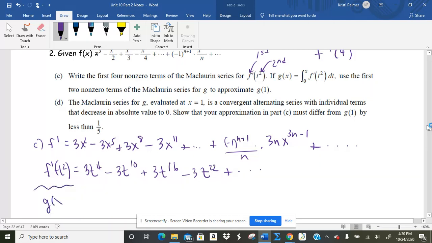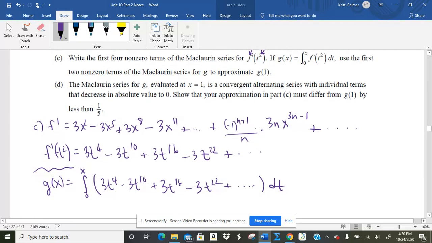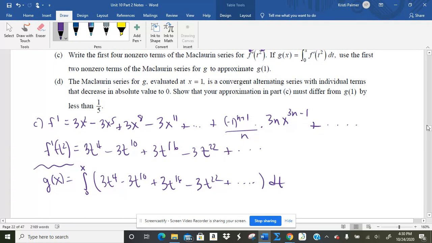Then it says g of x is equal to this right here of what we just found. So I'm just going to write in what it tells me so I can see a little bit better what it's saying. dt. So it says g of x is equal to that. Use the first 2 non-zero terms to approximate g of 1.